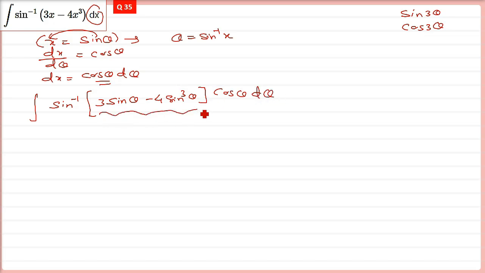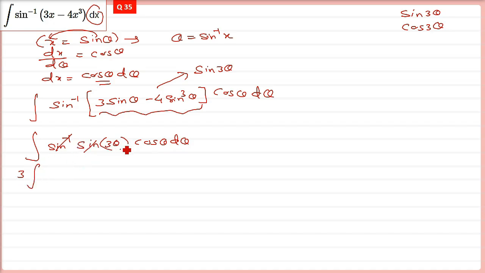From here to here, you already know the formula which I intimated you earlier. It's just sine 3 theta. So sine inverse of sine 3 theta is just 3 theta. Let me write it in a formal way. Sine inverse sine 3 theta, and the remaining is cos theta d theta. The sine and sine inverse can be cancelled. Only 3 theta cos theta d theta will remain. Because 3 is a constant, I will take it outside the integration sign. Theta cos theta d theta is to be integrated.